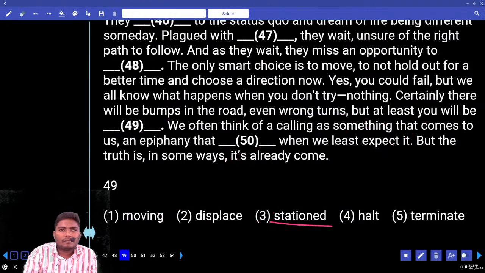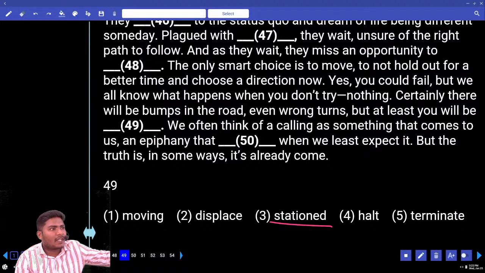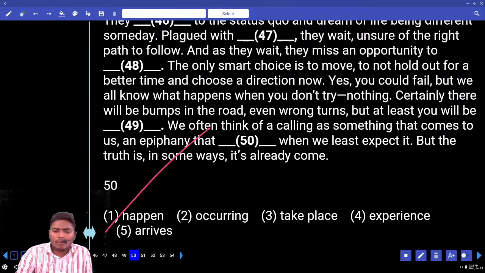Sanctioning in the sense, sanctioned. Stationed? Sorry. Yeah, stationed. What do you mean by stationed? Stationed is to place something in one particular place. You will be stationed in this position. That means you will be kept in this position. Answer comes only with moving. Move to 50.